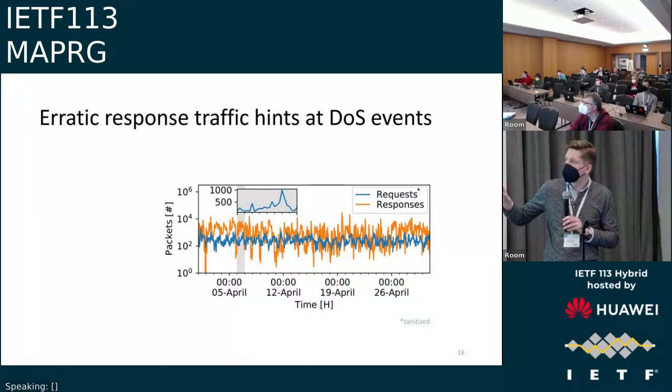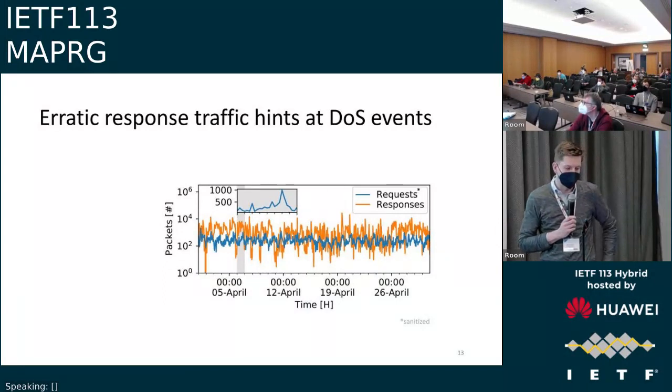More importantly is the orange curve, which shows the response packets. And here you see a very, very erratic pattern. So you have a quick increase in terms of packets and then a quick decrease, which is a typical pattern for denial of service attacks. Next slide.